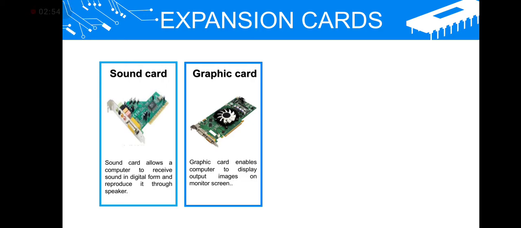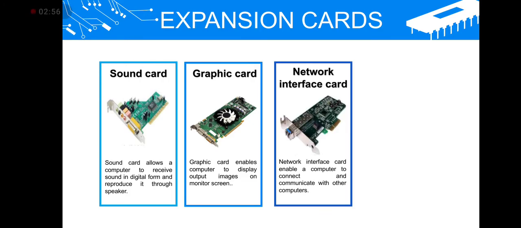Alright, the third type is network interface card. Network interface card enables a computer to connect and communicate with other computers. A network card is an expansion card which allows you to connect one computer to another computer or to a computer network such as LAN and WAN, local area network and wide area network.